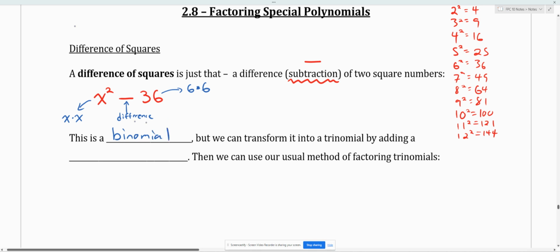It only has two terms when we look at it, but we can transform it into a trinomial by adding what's called a zero term. Now, this is a bit of an advanced method you may not have seen before, but a zero term is basically putting a zero into an expression so you can better understand what's going on, and we can do our usual method by that. So what does that mean? Let's take a little look.